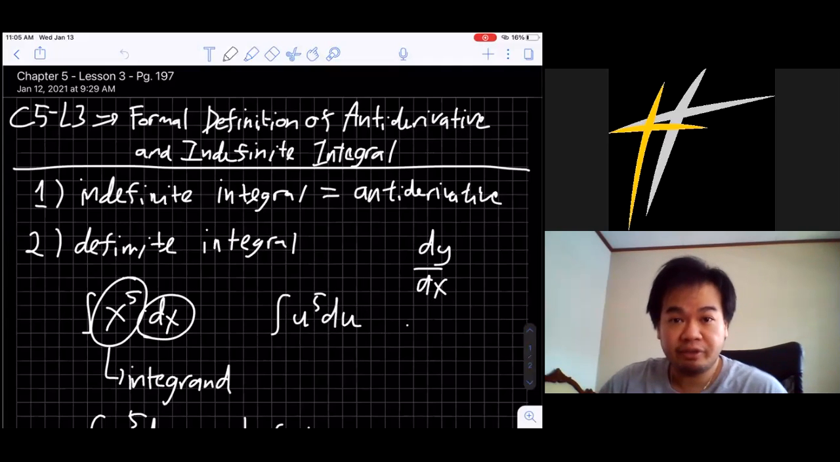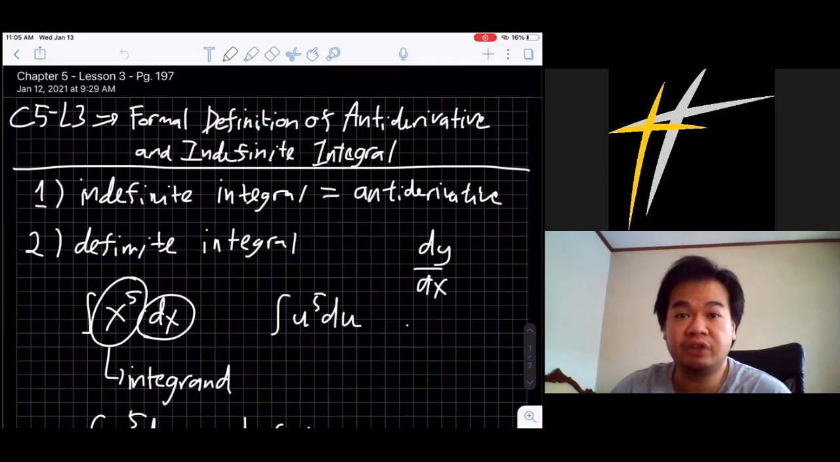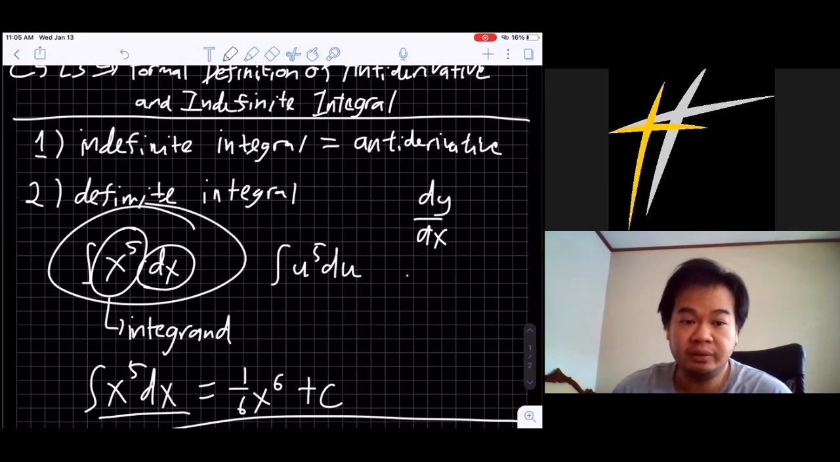Okay, good morning, everyone. In the previous meeting, we learned about Chapter 5, Lesson 3, the formal definition of antiderivative and indefinite integral. The objective of the previous lesson is for you to know the definition of indefinite integral, which is another name for antiderivative, and how to write the integral properly. So this is how you write the integral properly.